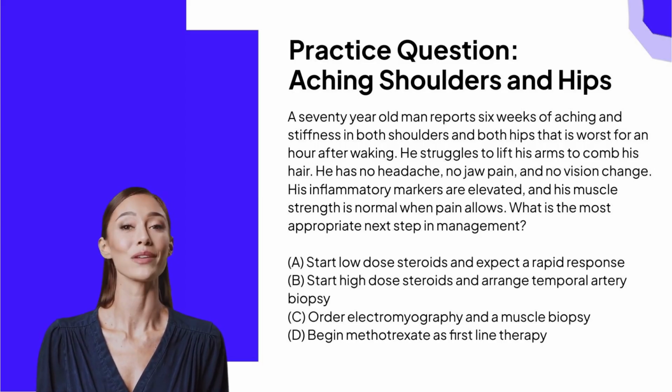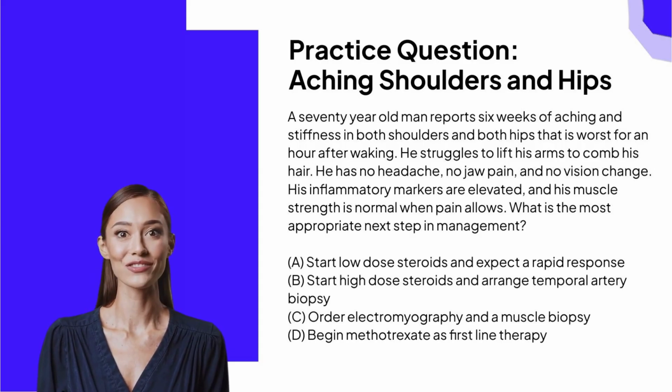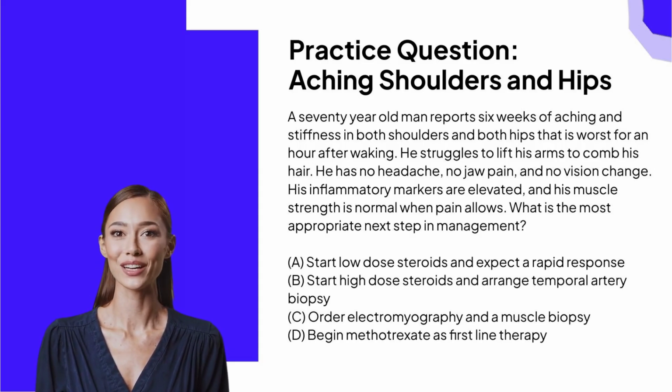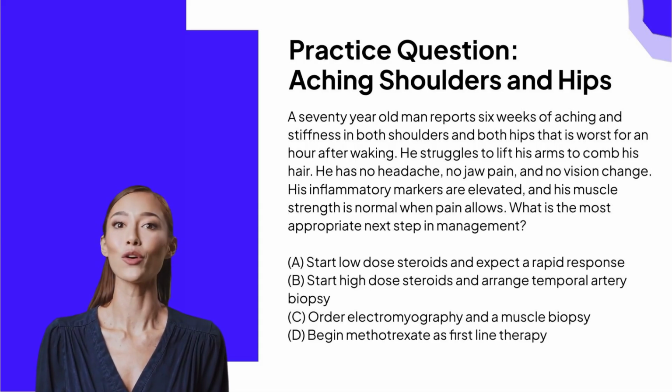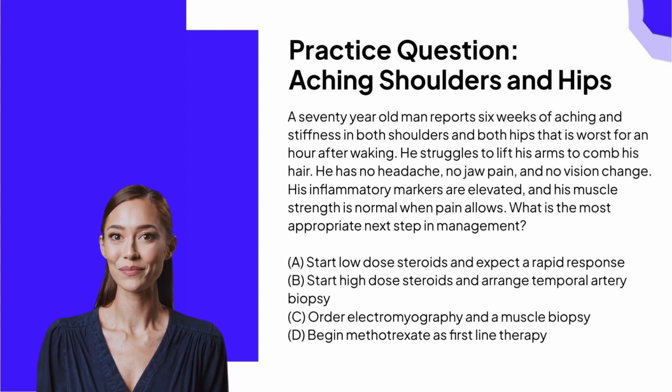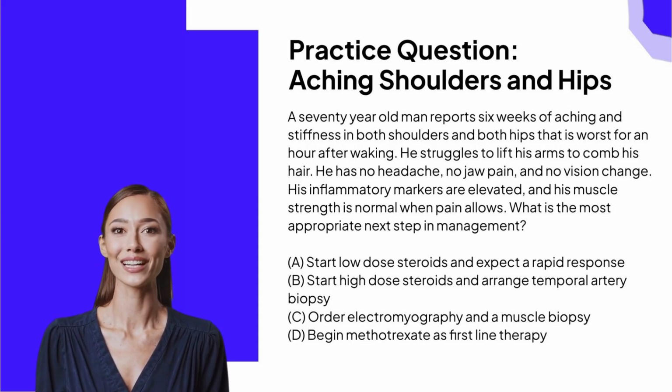A 70-year-old man reports 6 weeks of aching and stiffness in both shoulders and both hips that is worst for about an hour after waking, and he struggles to lift his arms to comb his hair. Importantly, he has no headache, no jaw pain, and no vision change. His inflammatory markers are elevated, and his muscle strength is normal when the pain allows him to try. The question asks for the most appropriate next step.